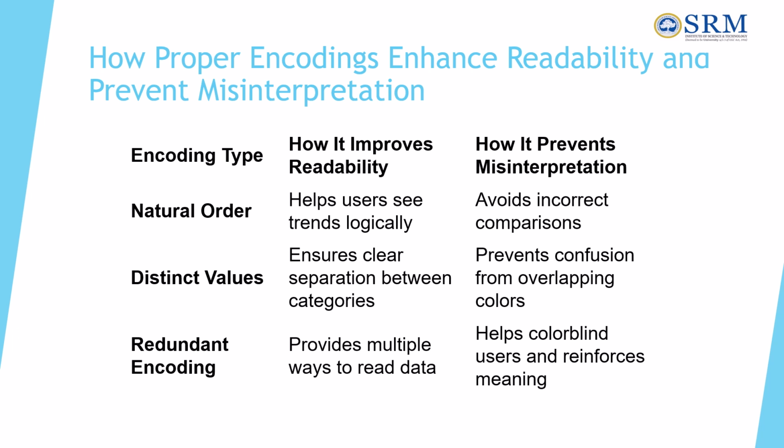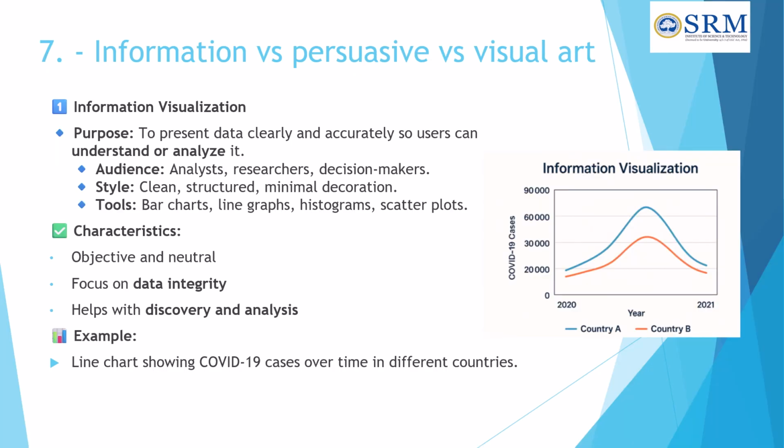Redundant encoding adds extra visual cues like shapes combined with colors, giving multiple ways to understand the data and helping those with color vision difficulties. Together, these techniques improve both clarity and accuracy in data.